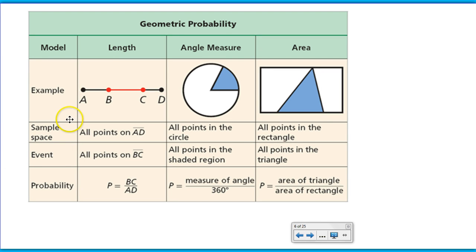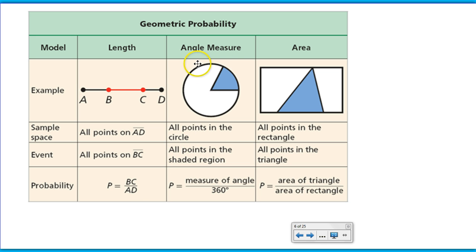When it comes to length, an example is this segment AD with points B and C. The sample space is the entire segment AD. An event here would be points on BC. The probability of a point being on BC would be BC over the entire sample space AD.